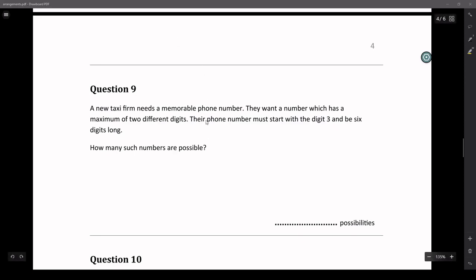Right, question 9. This one is another tricky one. So say the taxi firm's number definitely starts with a 3. Say the next number though is a non-3 number. Then there are 9 choices. And then for the next 4 it can either be a 3 or the number that's here. So that's 2 choices for each. So that gives us 9 times 2 to the 4, which is 144 options.